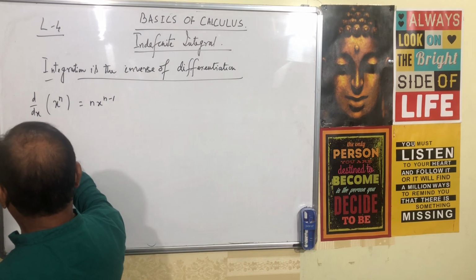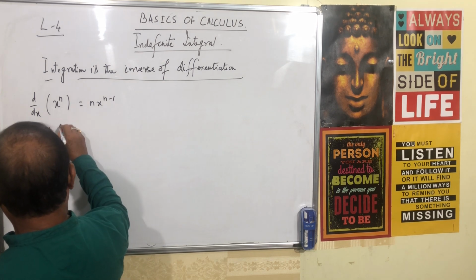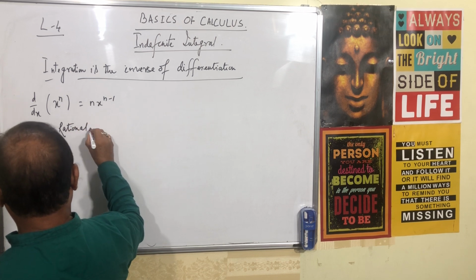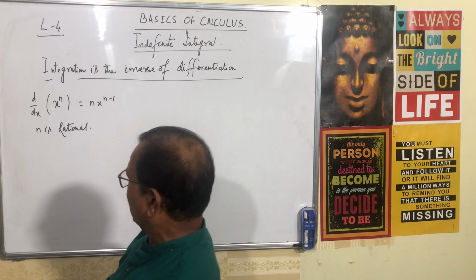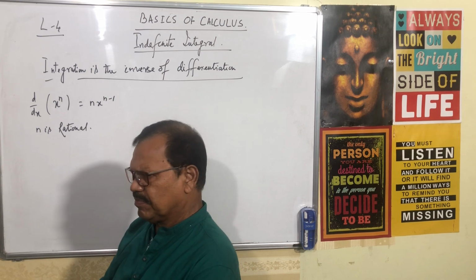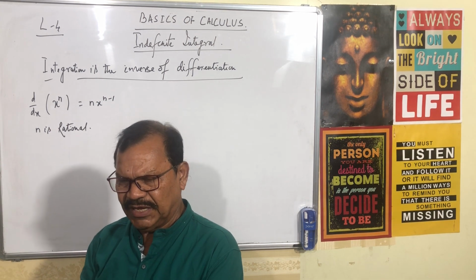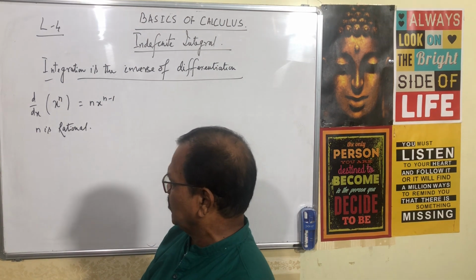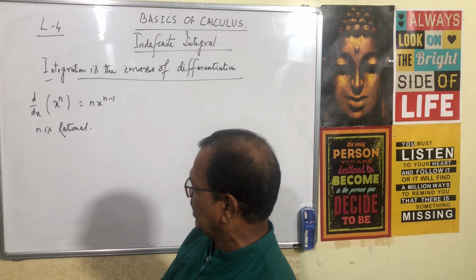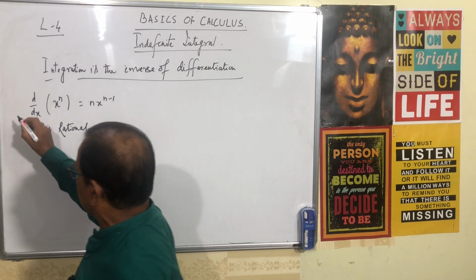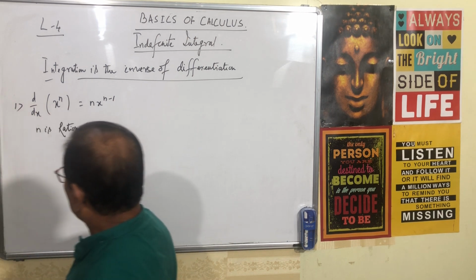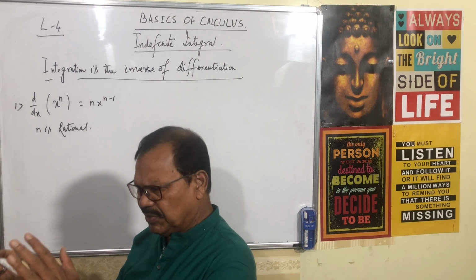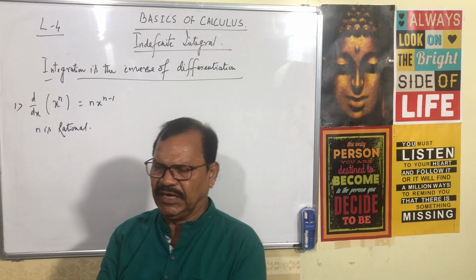What is n here? n is rational. n is rational means the differentiation of x^n is possible only if n is rational. For irrational terms, differentiation is not possible. So, the first concept is n is rational. So, this is the differentiation. Now, I am going to transfer from here to integration.